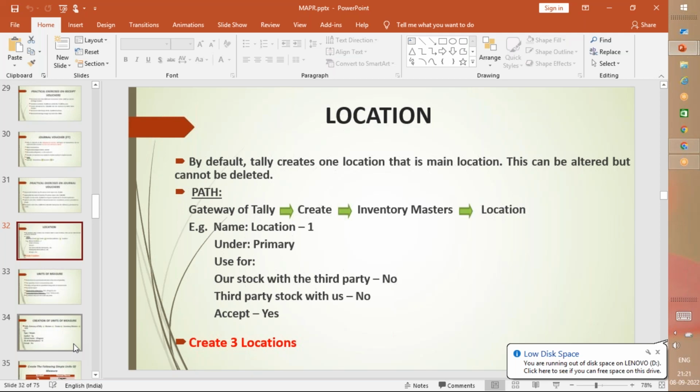So we will not link each of the topics. Yesterday's topic, location, is different, and today's is units, that is your measurements, in what measurement you want to buy a particular stock. Each stock has different measurements. When you buy milk it is a different unit, when you buy rice it is different, when you buy a mobile phone it is a different unit of measurement. So we call them units of measurement.